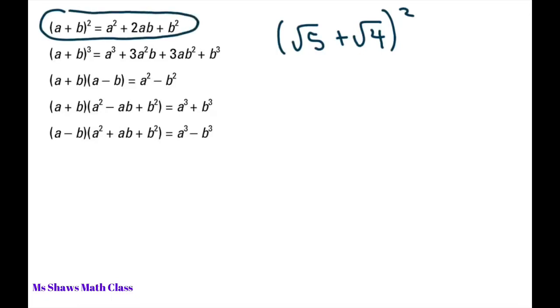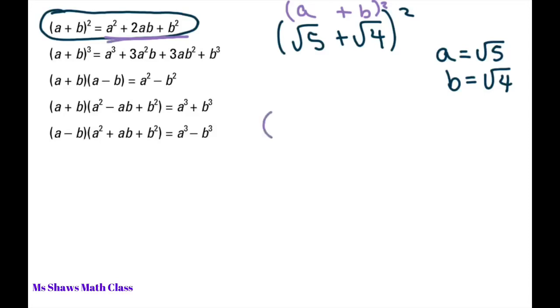right here. So we're going to use that, and I'm going to write this as A equals square root of 5 and B equals square root of 4. So this is your (A plus B) squared. And I'm just going to put it in this formula.